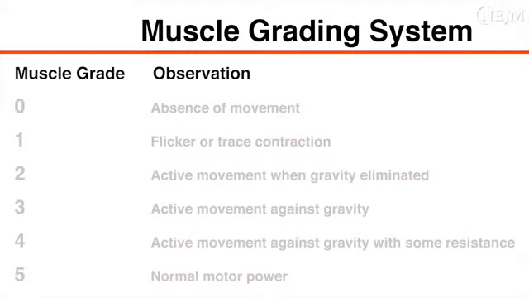Document strength with the use of the Medical Research Council grading system, which ranges from 0 to 5, with 0 indicating the absence of movement, 1, a flicker or trace of contraction, 2, active movement when gravity is eliminated, 3, active movement against gravity but not resistance, 4, active movement against gravity with some resistance, and 5, normal motor power. The nerve roots of C1 to C4 do not have motor units in the arms.